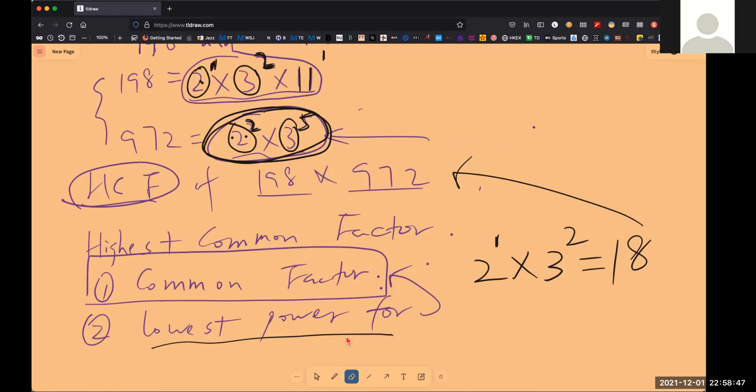Okay, so 198k is a perfect cube. What is the meaning of perfect cube? That means you can cube root it. So cube root means perfect cube. So that's the meaning.